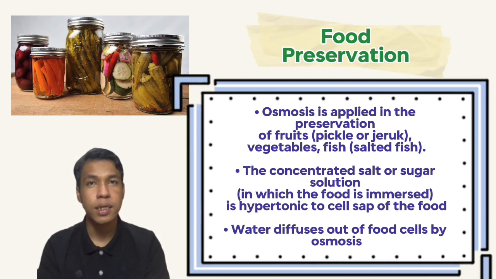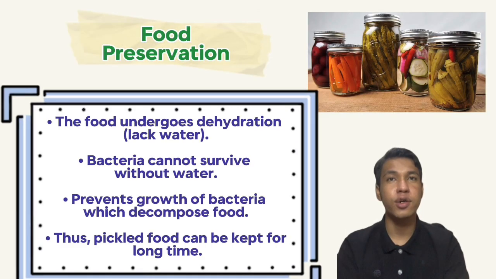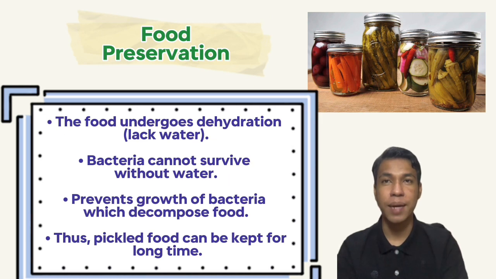into the solution. The concentrated salt or sugar solution is hypertonic compared to the cell sap of the food. So, water will diffuse out of the hypotonic solution of the food cells into the hypertonic solution of salt or sugar by osmosis. This will cause the food to undergo dehydration, meaning it will lose water and lack water. This condition is not suitable for bacteria to live, and the bacteria cannot survive in the tissue of the food without water and will die, and this can prevent them from decomposing the food. Thus, pickled food can be kept for a long time.